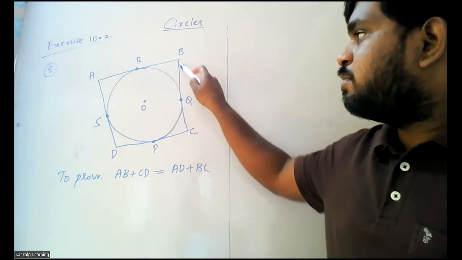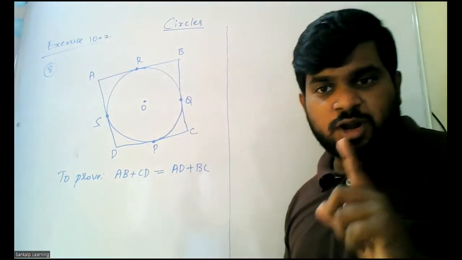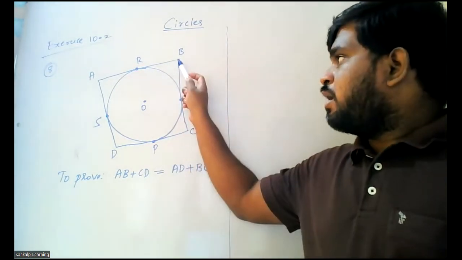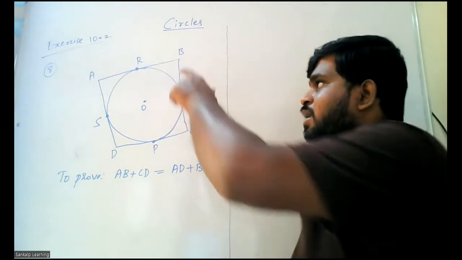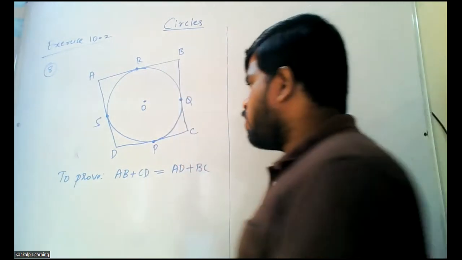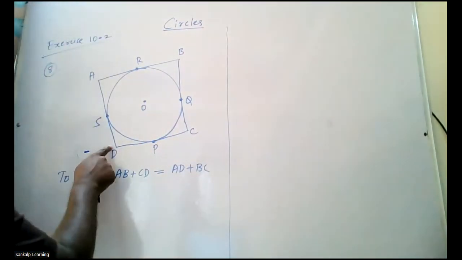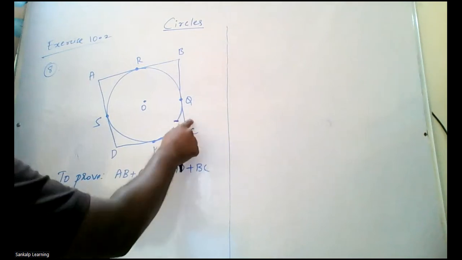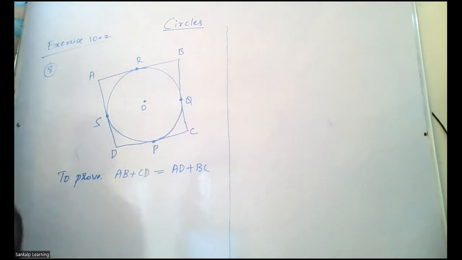BR is a tangent, BQ is a tangent because it is touching at only one point, right? So BR and BQ are tangents. Both are equal because from an outer point, you can draw two tangents, and both will be equal in length. Similarly, D is a point outside. Therefore, I can tell DP equals DS. CP equals CQ. Similarly, we can conclude for everything.